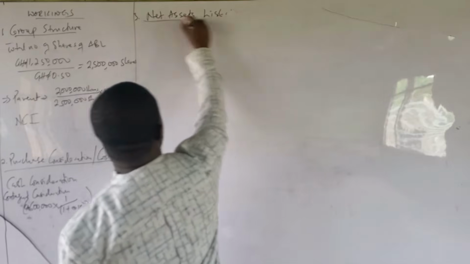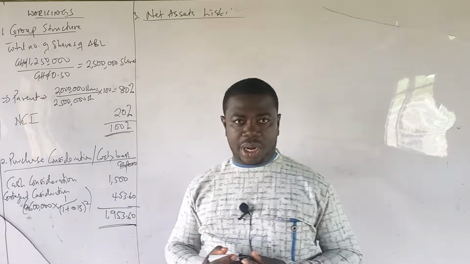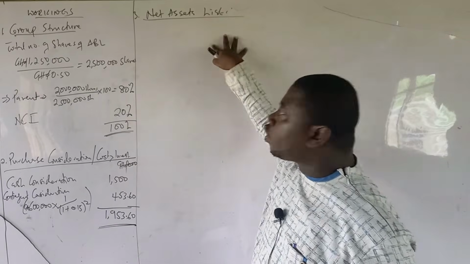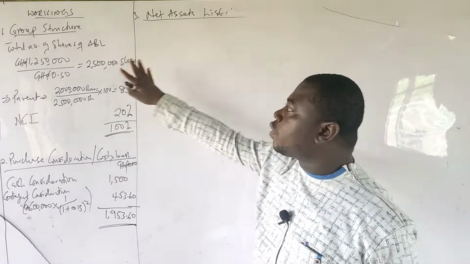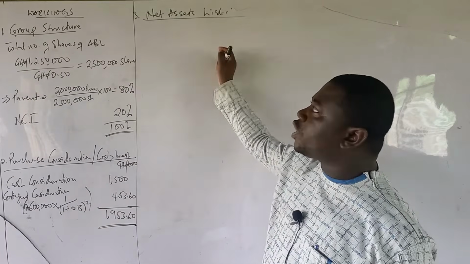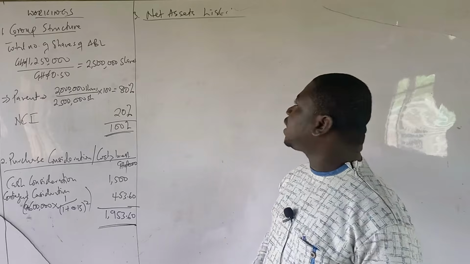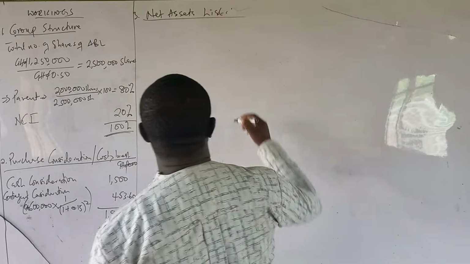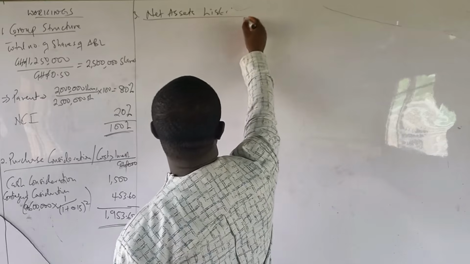Now, very, very important. Pay attention to what I'm about to do. In every question that you do, you make sure that you do this before you proceed. Once you get your cost of control, find your purchase consideration. Make sure you are doing the net asset list before you proceed because it's going to help you in a lot of things.